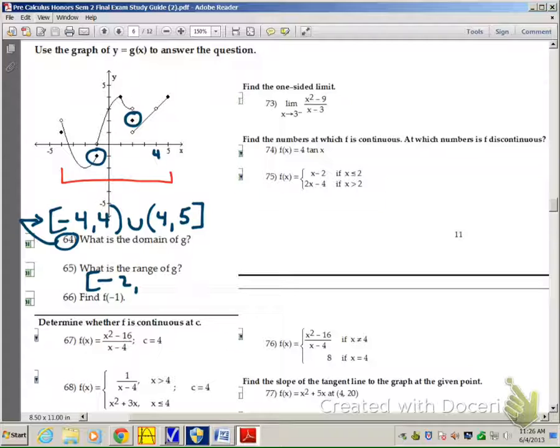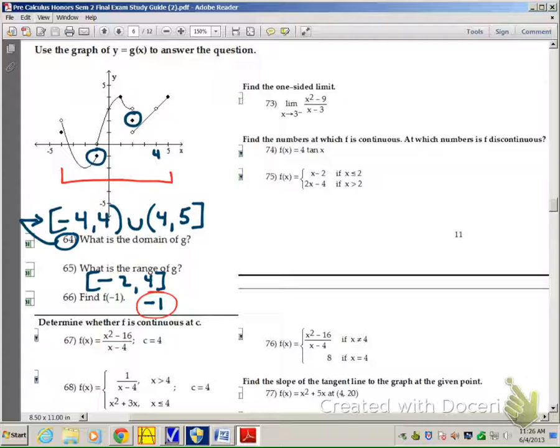So there are no breaks in the range, and so therefore the range is from -2 all the way to 4, including -2 and including 4. F of -1 is -1. Okay. Let's see, what else do we have here?